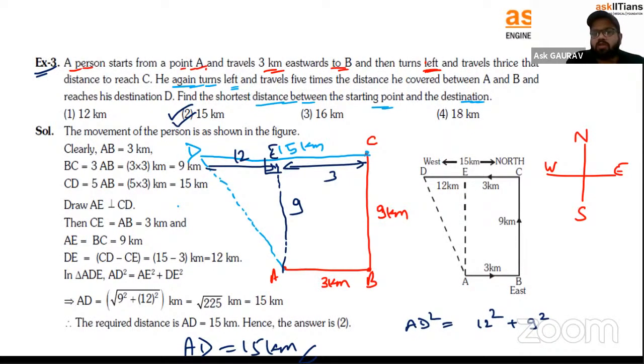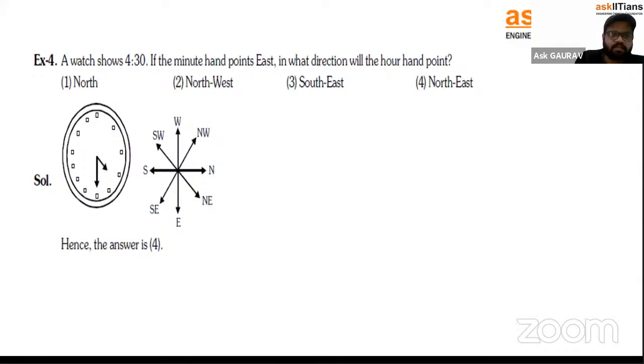Right. So the AD will be 15 kilometers. Is that question clear? This is just the simple rules of direction. Whatever the question says, just go with the flow. I hope this is clear now. Let's see the next question.